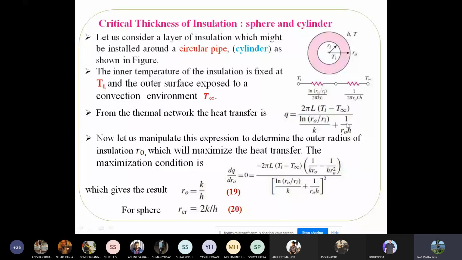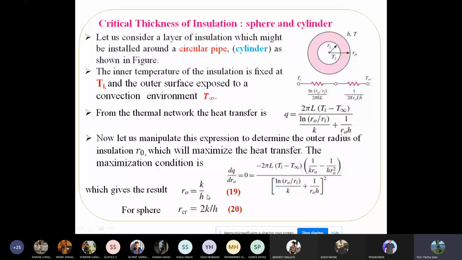Now let us manipulate this expression to determine the outer radius of the insulation ro, which will maximize the heat transfer. The maximization condition is we have to take the first derivative of this. If you set dq/dro equal to 0, differentiate this, and then solve for ro, it will give you k by h. So that is the critical radius, ro equals k by h. Here ro is the outside radius and h is the convective heat transfer coefficient. I hope you understand. k is the thermal conductivity.